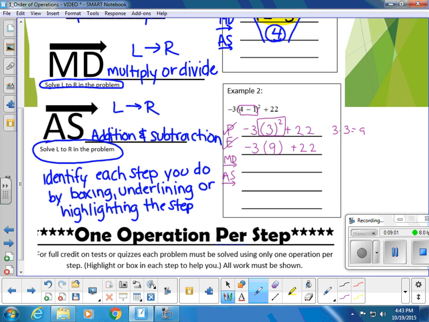I've got to do multiply or divide, and I have a multiplication problem here with -3 times 9. A negative times a positive, and I encourage you guys to use your tools. So this is how order of operations are different from last year. We're now throwing in integers, so you have to remember your integer rules in addition to the steps of order of operations. So let's go back to the problem. I have -3, so a negative times a positive 9. Here's my negative times a positive. My answer is going to be negative. 3 times 9 is 27, plus 22.